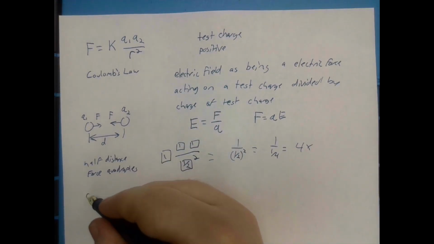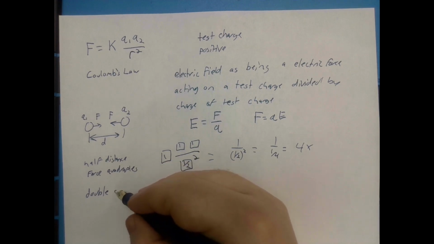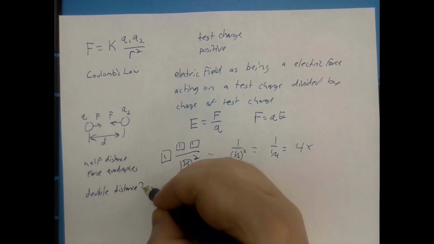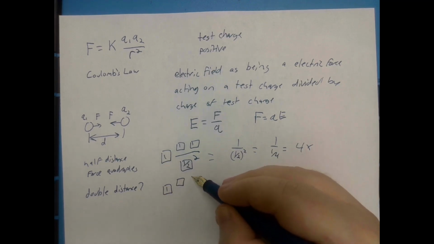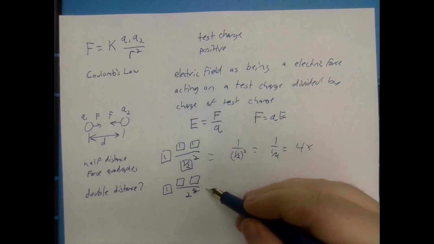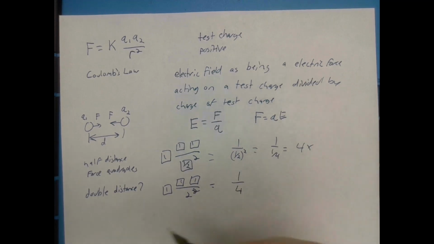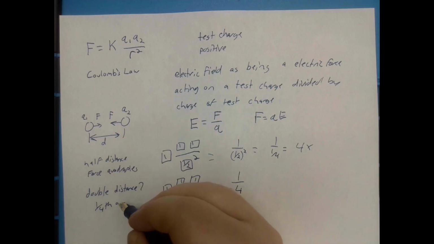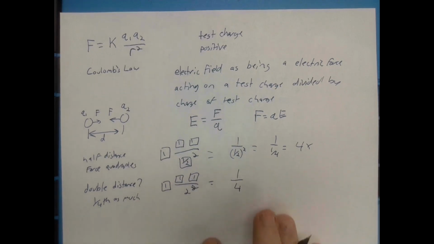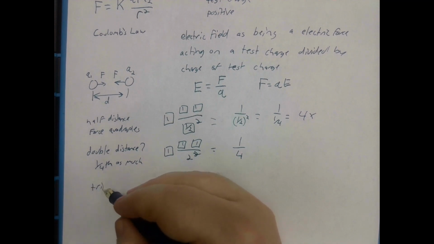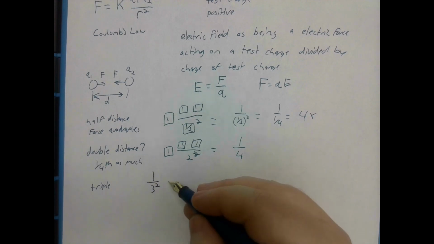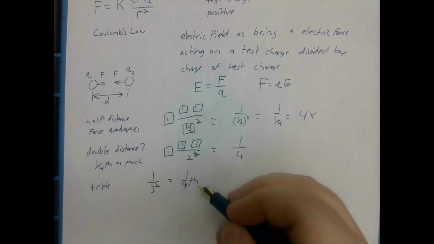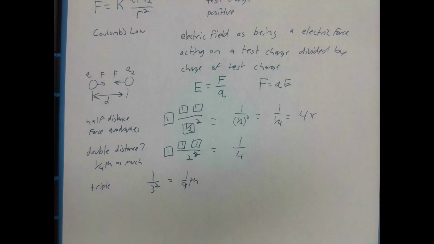What would happen if I double the distance? Same thing, except now I would put a 2 on the bottom. So that would be 1/4. It'd be 1/4 as much. What would happen if I triple the distance? Again, it's an inverse square law. 1/3 squared, it'd be 1/9 as strong. So the farther you get away, the very quickly it decreases.